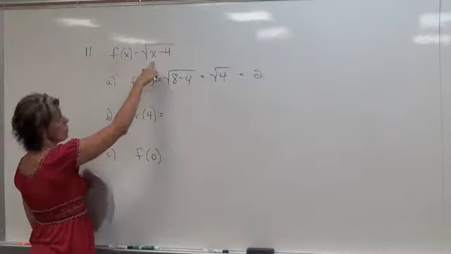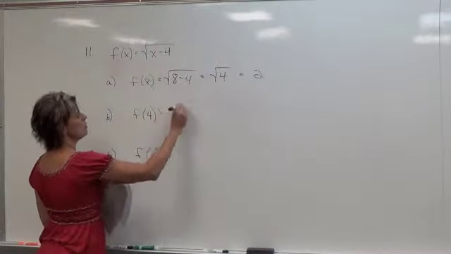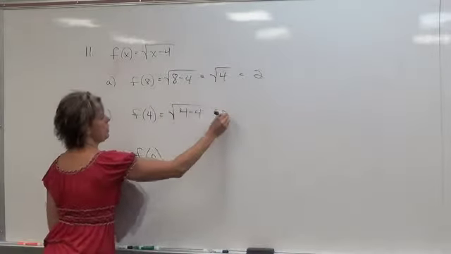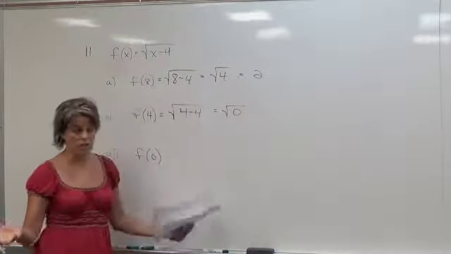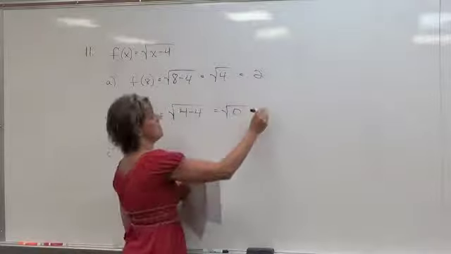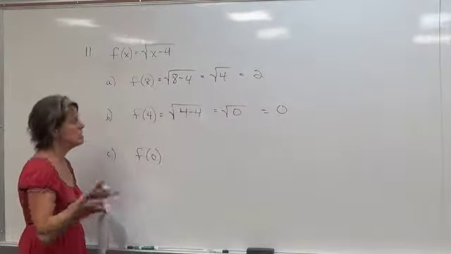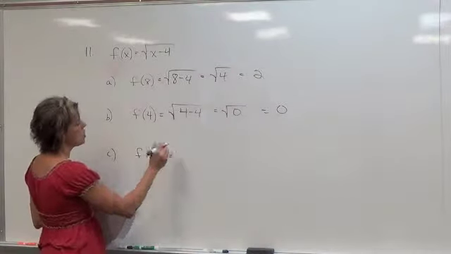Let's try f of 4. So wherever I see an x, I'm going to plug in 4. You're going to get the square root of 0. Can you take the square root of 0? Yes, you can, because 0 times 0 is 0. So that one's fine. But try this one.